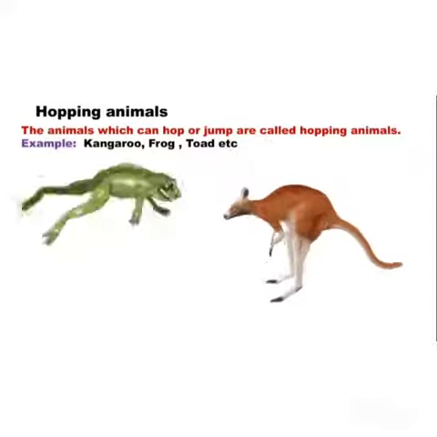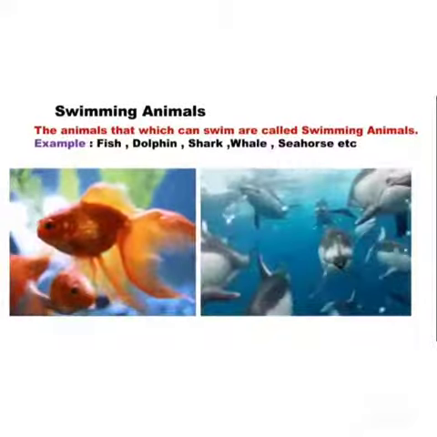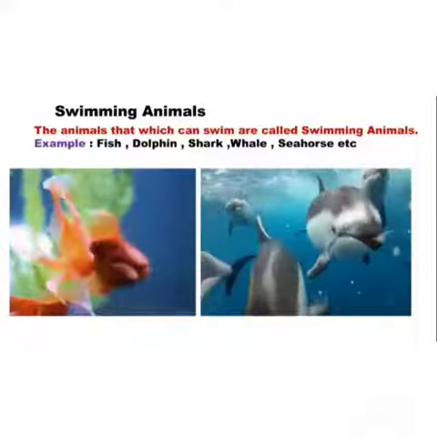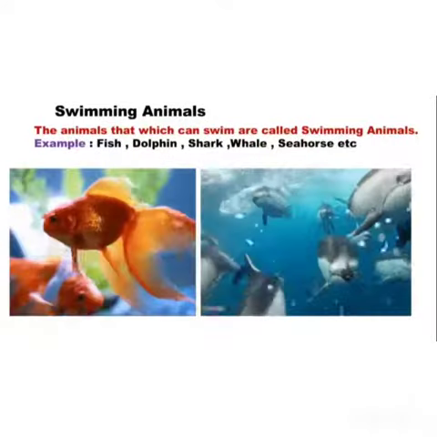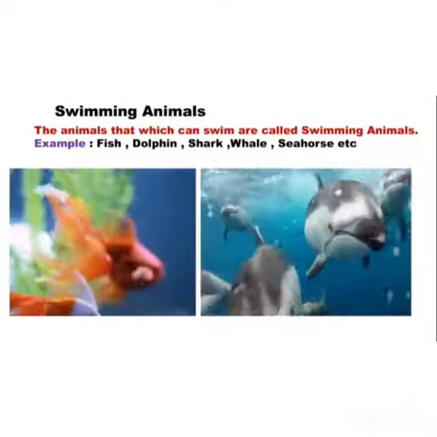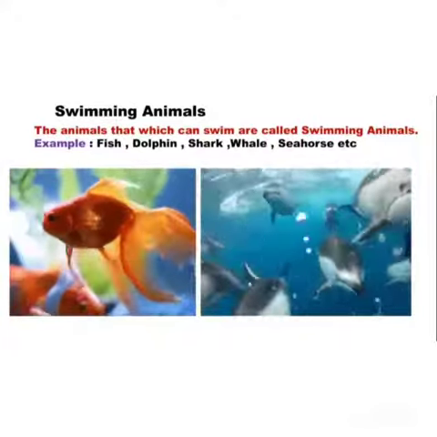Swimming animals. The animals which can swim are called swimming animals. Example, fish, dolphin, shark, seahorse, etc.